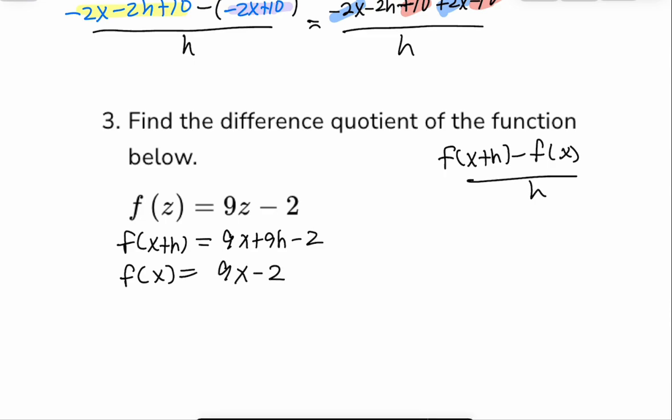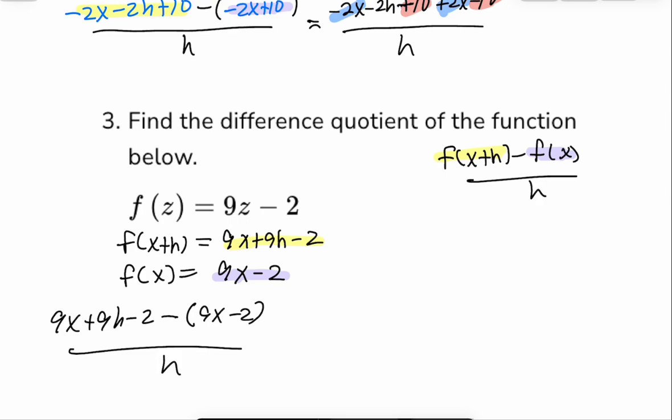Now let's go ahead and plug our x plus h right here. Let's plug our f of x right there, okay? When we do that, we get 9x plus 9h minus 2 minus our function f of x all over h. Let me say that again. This is our f of x plus h minus our f of x in parentheses all over h.